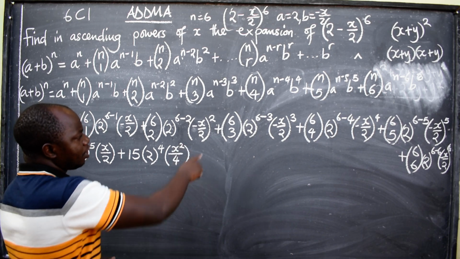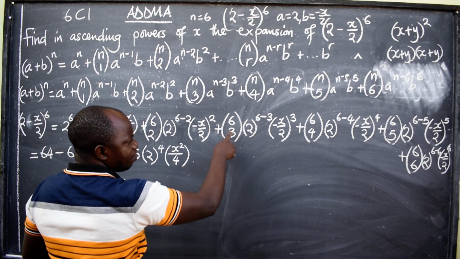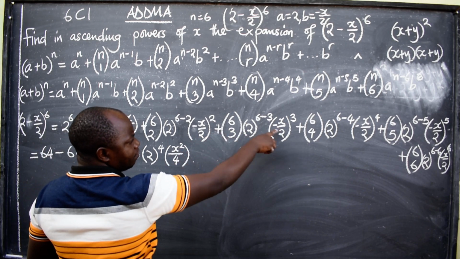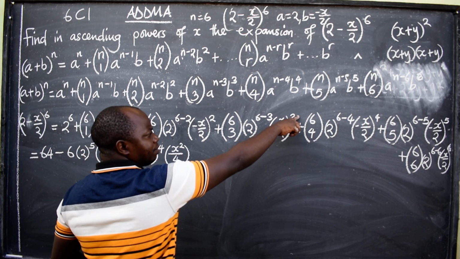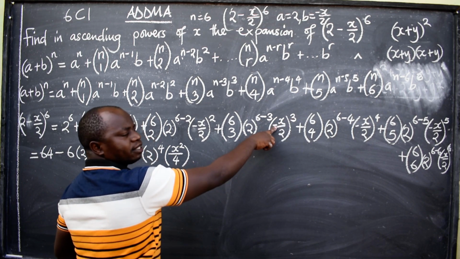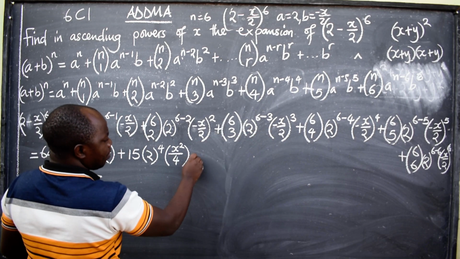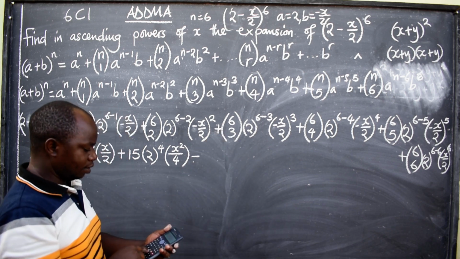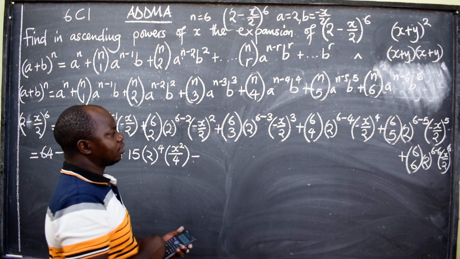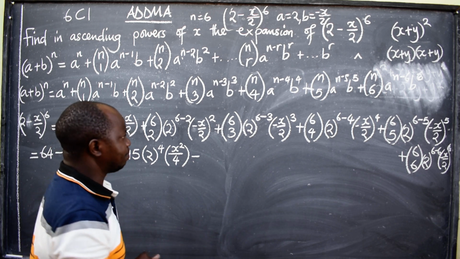We move on to the next one. Before I write this plus, I have to check if I've got a negative sign here. Yes, here. Now this one is raised to the power, an odd number here, so the negative will remain. So negative, and this positive, I'll get a negative. Then I'll start. 6 combination 3. 6 combination 3 is 20.